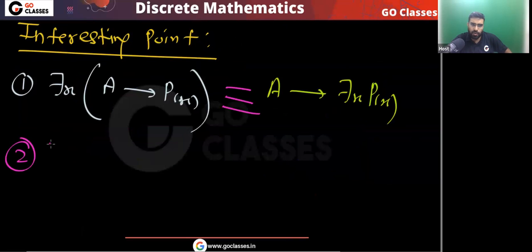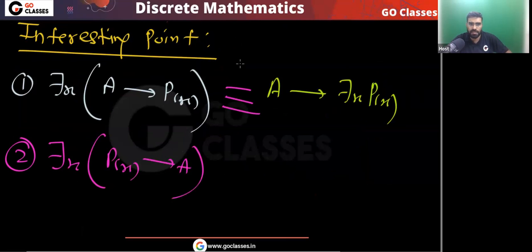And similarly, what about this? There exists x, px implies A. Can you jump? So here you cannot jump.